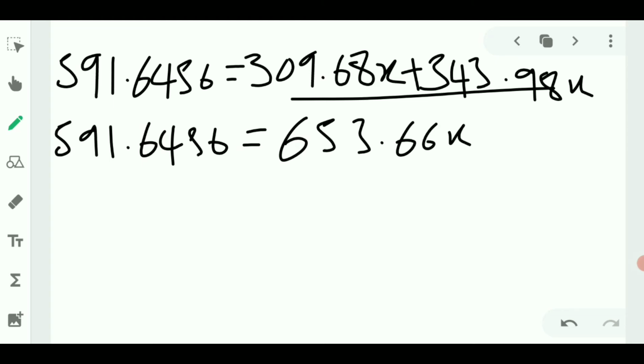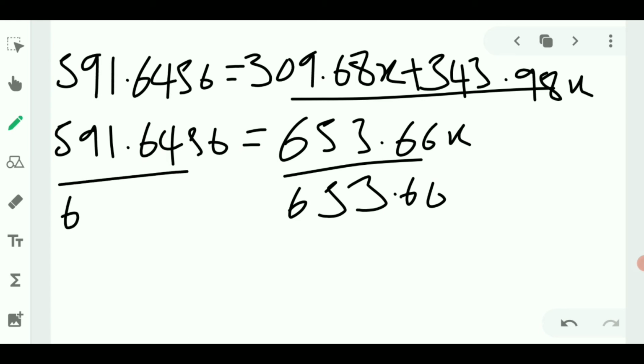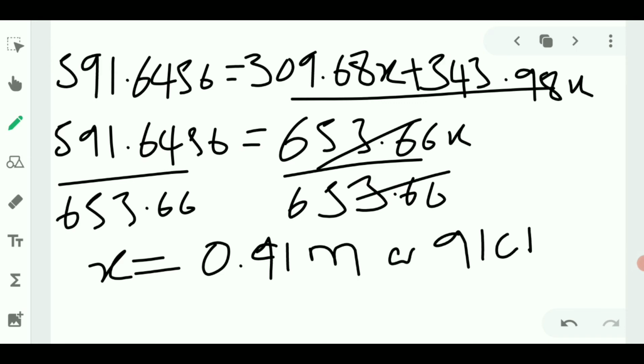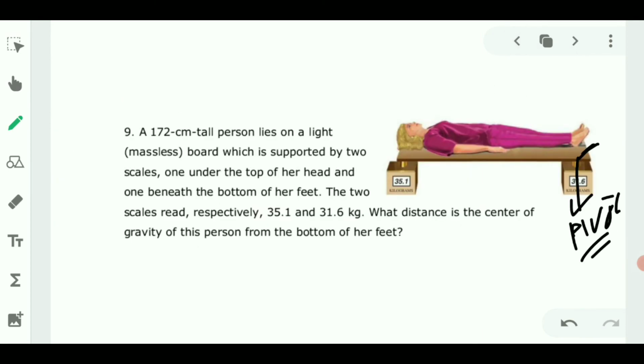The addition of these two like terms should give you 653.66x. To find the value of x, which is the distance of the center of gravity that we want in this question, divide both sides of the equation by 653.66. Doing the division, you should get the value of x to be 0.91 meters, which is 91 centimeters. So this is the distance of the center of gravity of this person from the bottom of the feet.